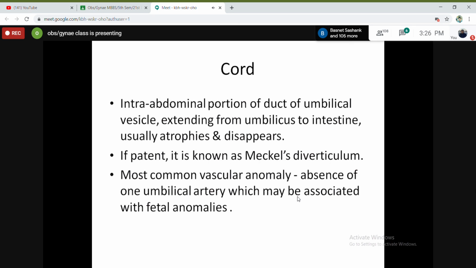The intra-abdominal portion of the duct of the umbilical vesicle extends from the umbilicus to the intestine, which usually atrophies and disappears by term. But if it is patent, then it is known as Meckel's diverticulum. The most common vascular anomaly present is the absence of one umbilical artery, which may be associated with various kinds of fetal anomalies.